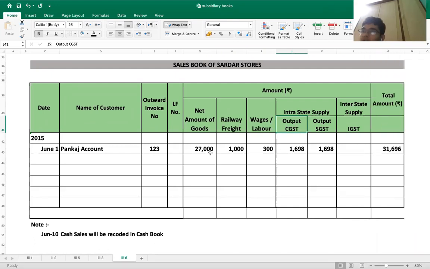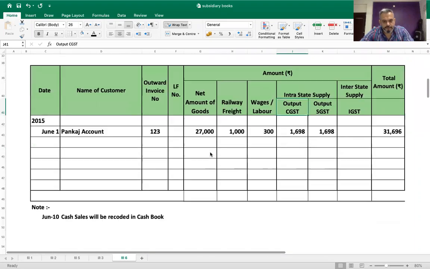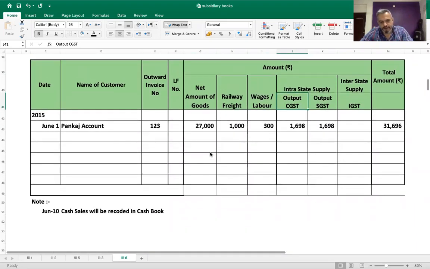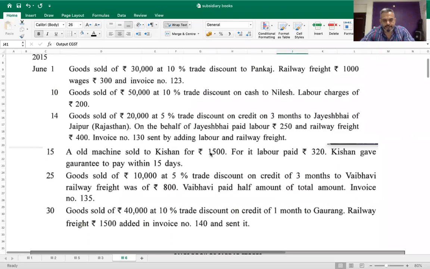Okay. Now next one, we have already written cash sales will be recorded in cash book. 14. Goods sold of 20,000 at 5% trade discount on credit on 3 months to Jayesh Bhai of Jaipur, Rajasthan. So it is outside state. On behalf of Jayesh Bhai, paid labor 250 and railway freight 400. Invoice number 130 sent by adding labor and railway freight.